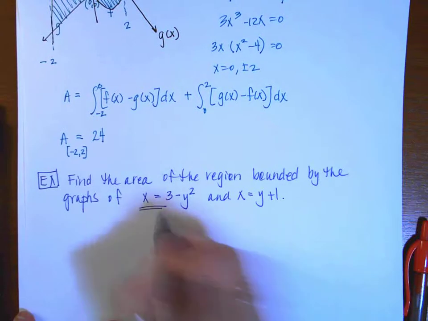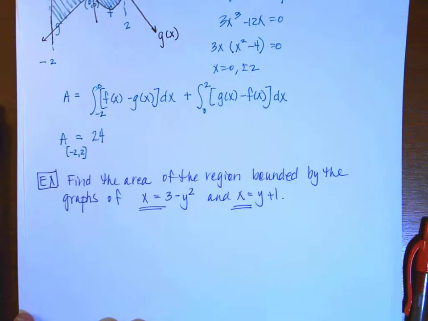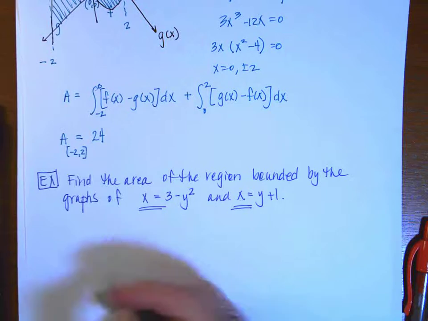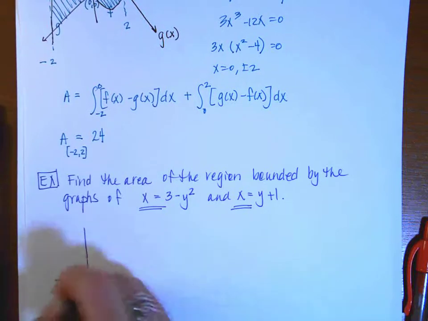Right off the bat, you should notice that these are both in terms of x, which means that we're probably going to use our sideways rectangle, which means we're going to do right minus the left when we do our integration.